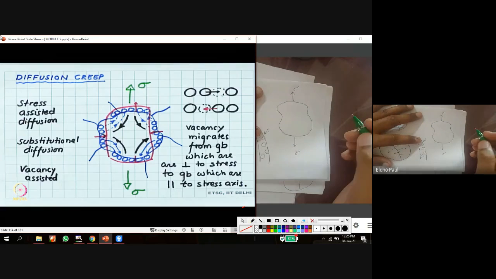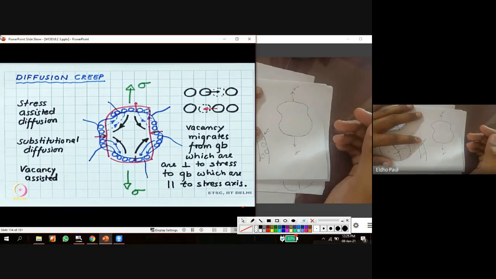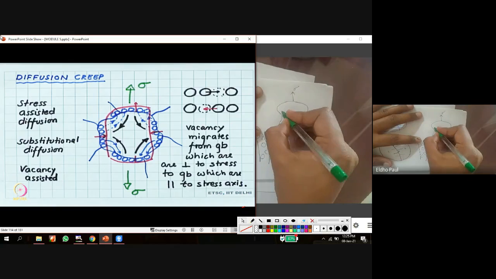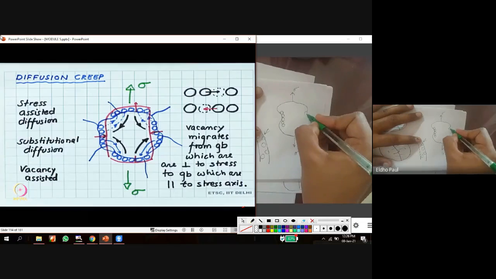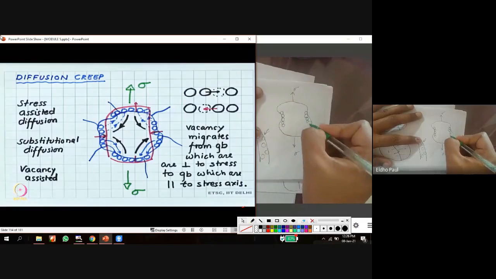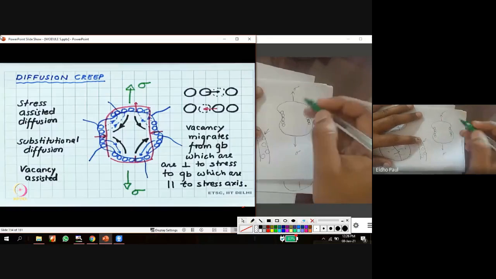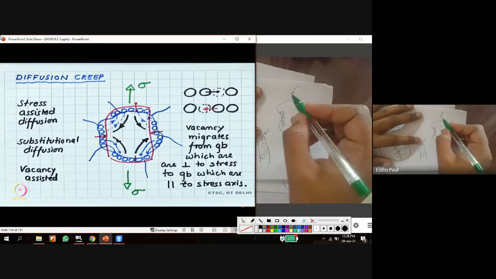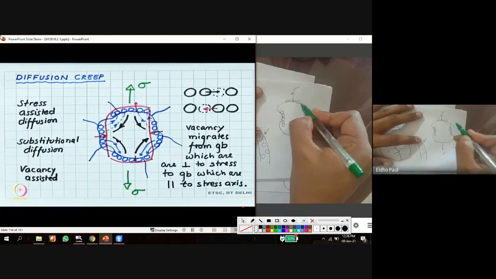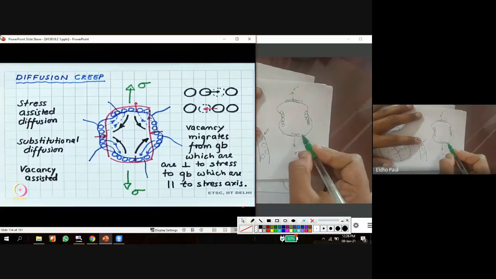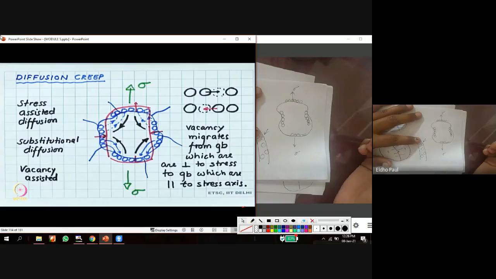So under this tensile load, we can see two types of grain arrangement. One type is this one, the grains which are parallel to the direction of stress. Okay, these are the grains which are arranged in the direction of stress. Another set of grains is this one, the grains which are perpendicular to the direction of stress.